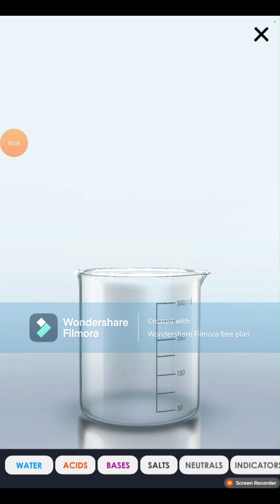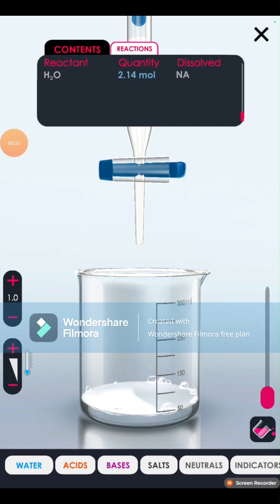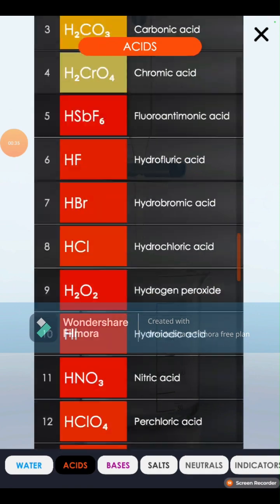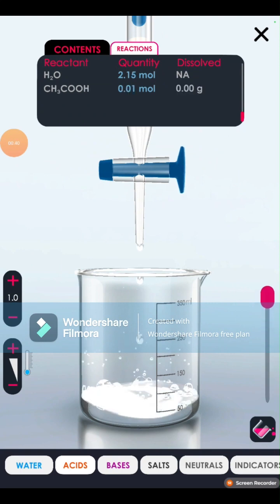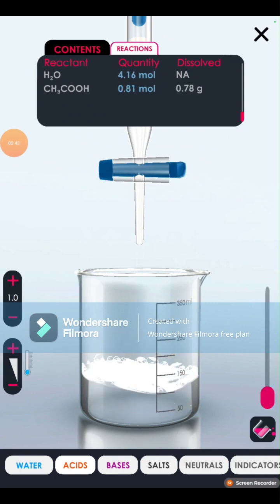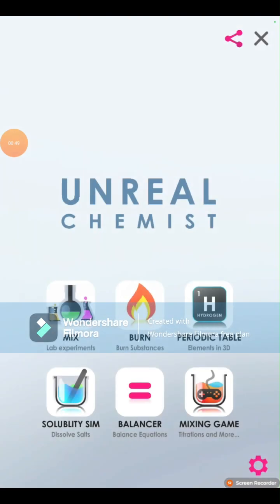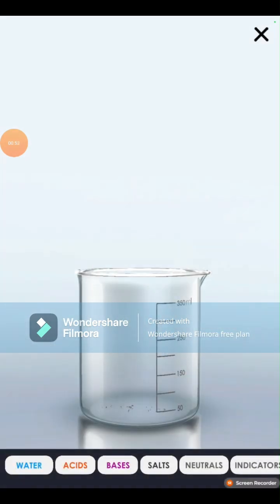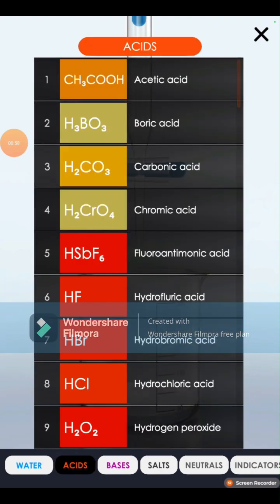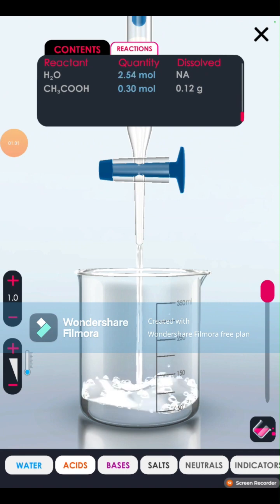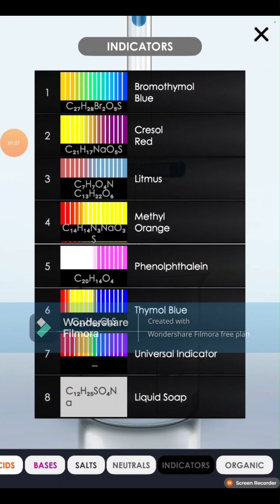I'm going to put some water over here. Now I'm going to put an acid. I'm going to put acetic acid, which is diluted. I'm diluting it. Okay. So water over here, now acid over here. Acetic acid, CH3COOH. Okay, now let's put an indicator, that is litmus.